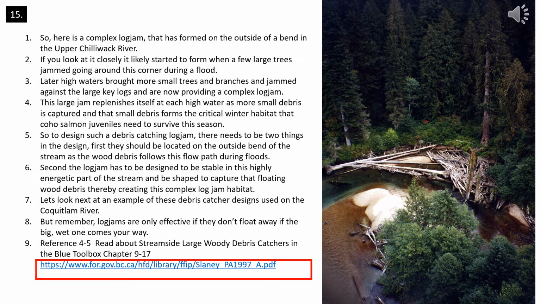So read about Streamside Large Woody Debris Catchers, Chapter 9-17, Control, click below. And then let's look, after you've read that section, an example of these debris catcher designs used on the Coquitlam River. And again, a little warning. Remember, log jams are only effective if they don't float away if the big wet one comes your way.